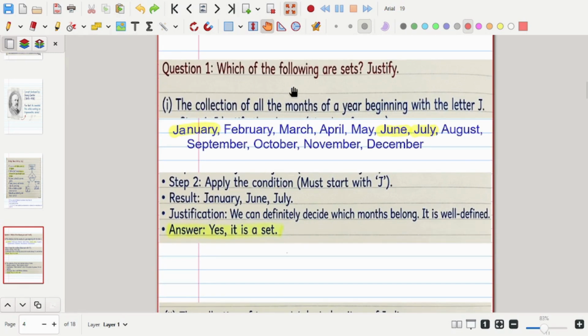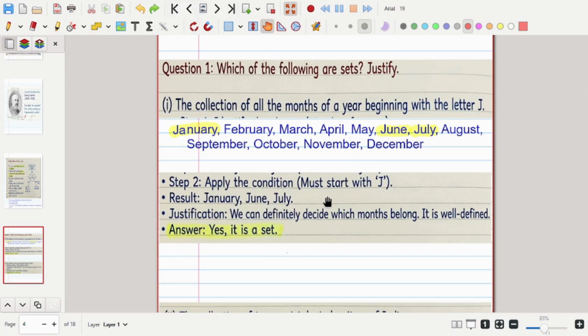Question 1. Which of the following are sets? Justify. The collection of all the months of a year beginning with the letter J. Months of the year are January, February, March, April, May, June, July, August, September, October, November and December. The condition is that it must start with J. So January, June and July.